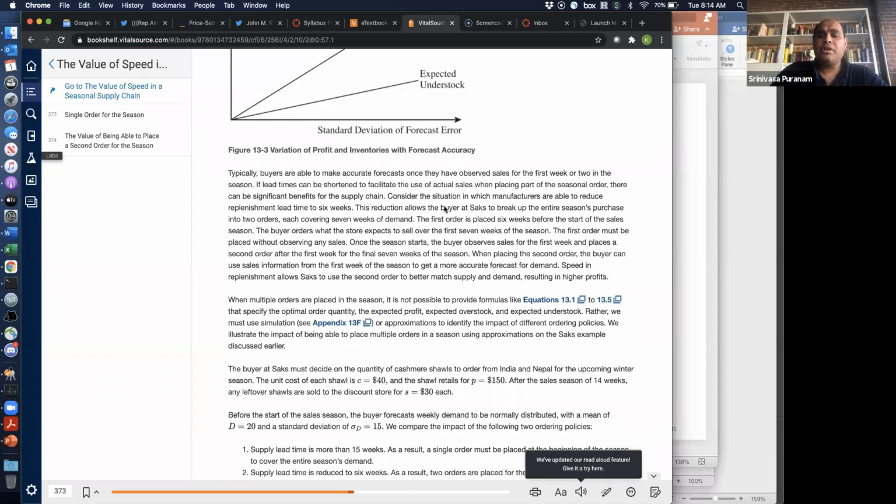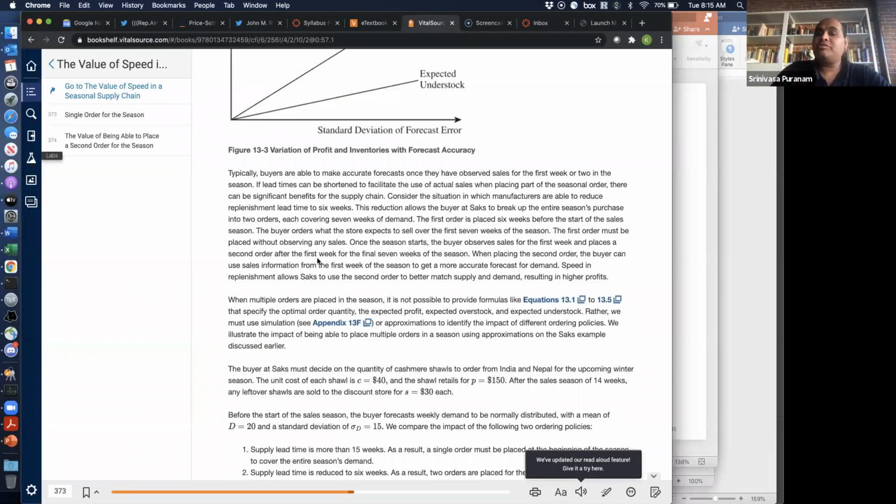Now, the reduction allows the buyer at Saks to break up the entire season's purchase into 2 orders. So this is what they're going to do. First, the first order is placed 6 weeks before the sale starts, and they're going to order for half a season, so 7 weeks. It's a 14-week season, so they're going to order for half a season, just 7 weeks.